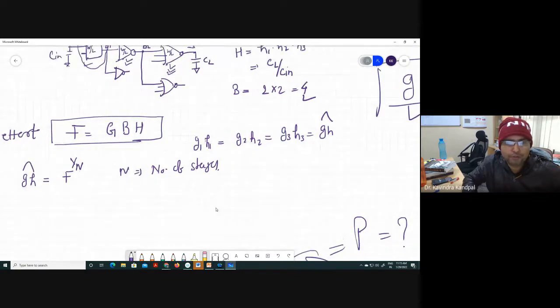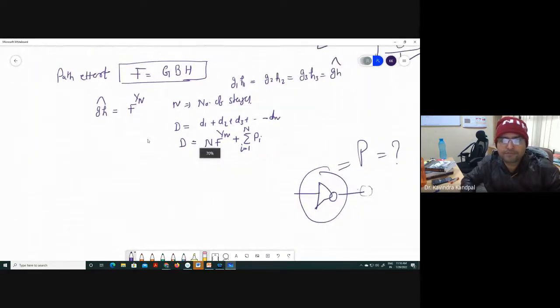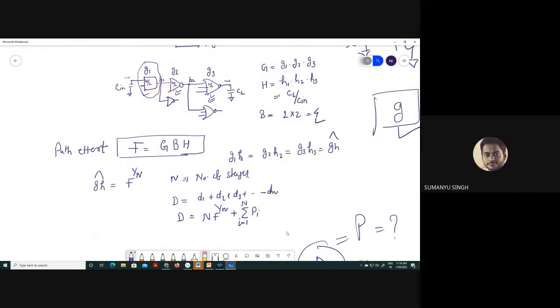And if you have made sure that G1 H1 is equal to G2 H2 equal to G3 H3, then the net delay will be defined as the summation of all the delays, D1 plus D2 plus D3 and so on up to Dn. In other words, it comes out to be how much? N into F to the power 1 by n plus sigma of the parasitic delay of each stage, i equal to 1 to n. Yes or no? Any doubt so far? No doubt, right? Everything is clear?